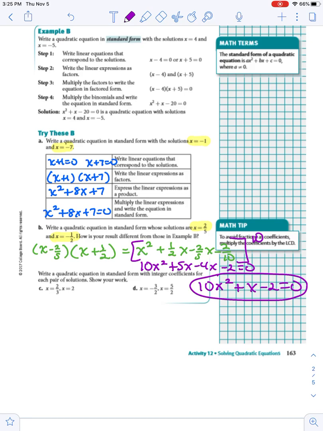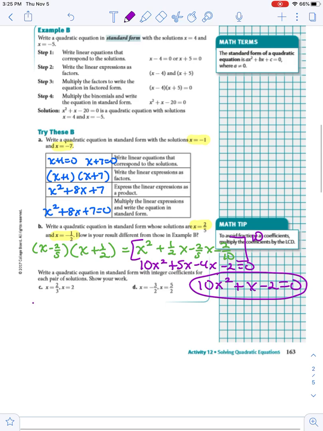Okay, let's try maybe one more of these. We can write a quadratic equation in standard form. Let's say we use part C. So we're going to write our factors first. We're going to have x minus 2/3 times x minus 2 equals 0.